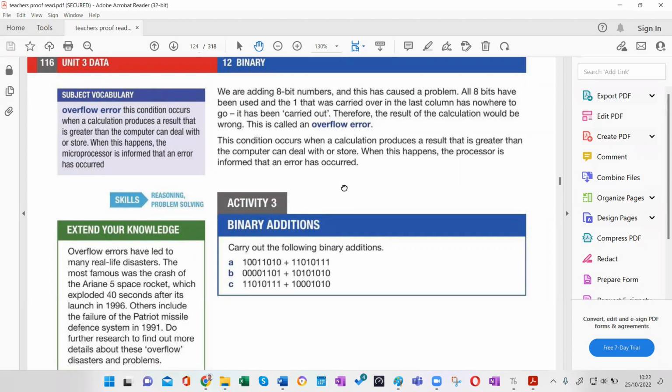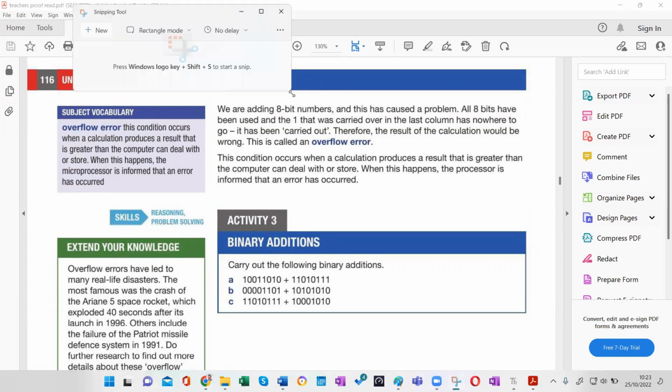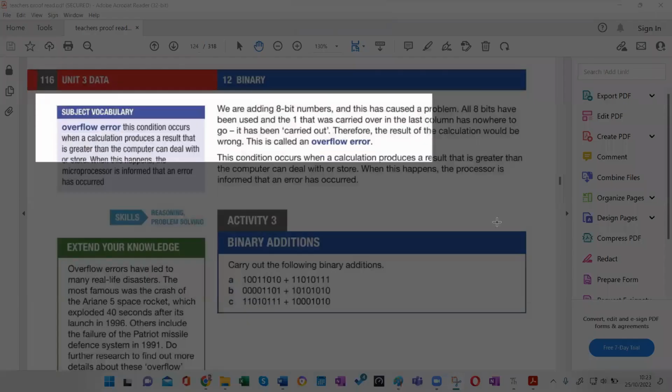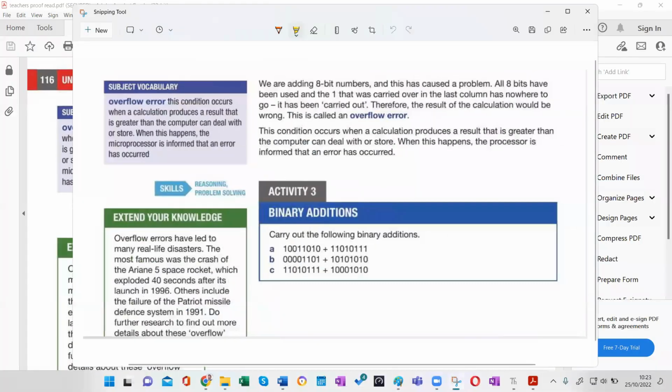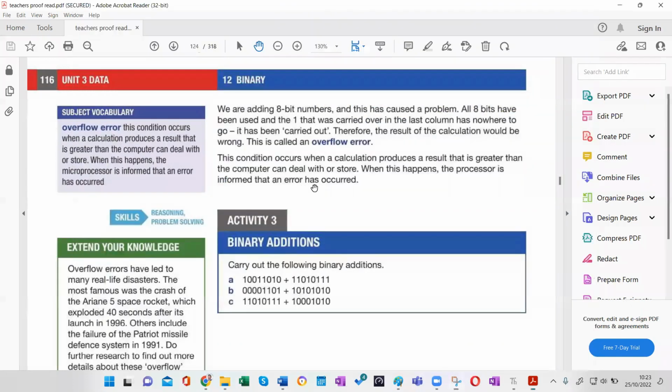When we are adding 8-bit numbers, okay, now see this problem. When you're adding 8-bit numbers, this has caused a problem. All 8 bits have been used, and the one that was carried over in the last column has nowhere to go. Therefore, the result of the calculation would be wrong. Okay, let's look at an example, then we will understand it clearly, right?